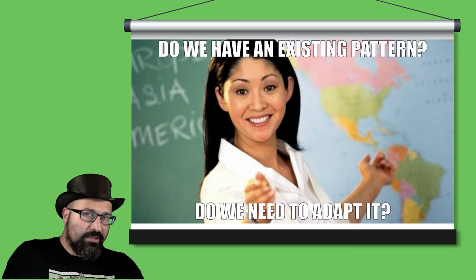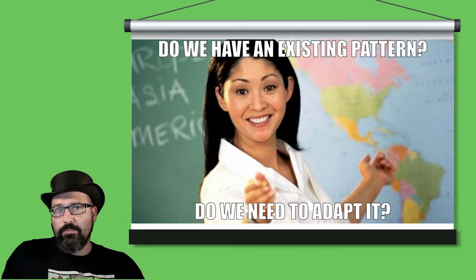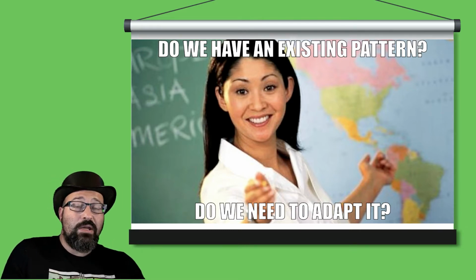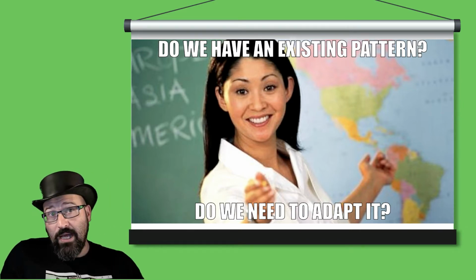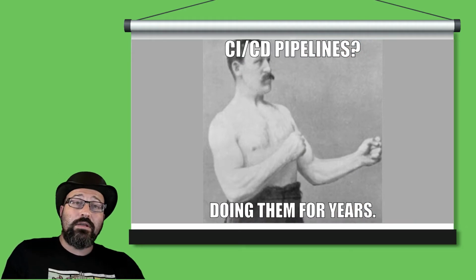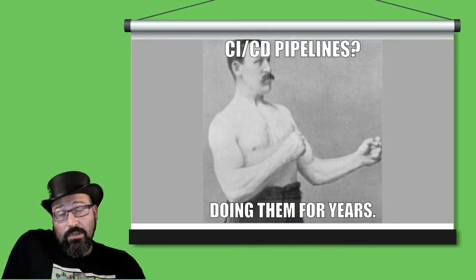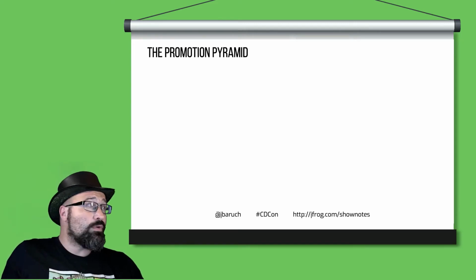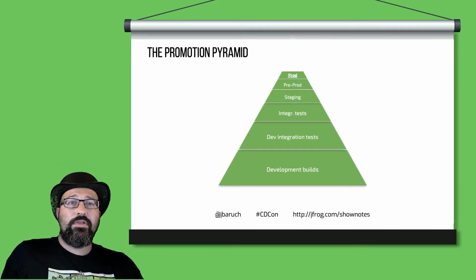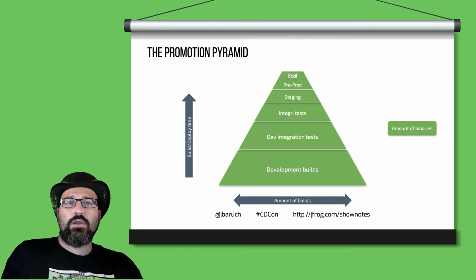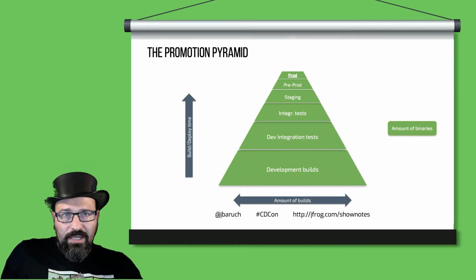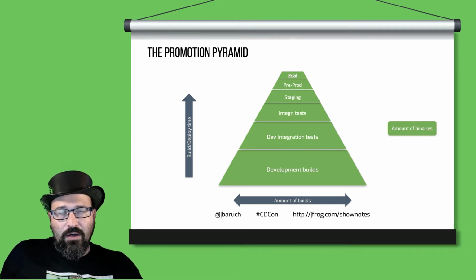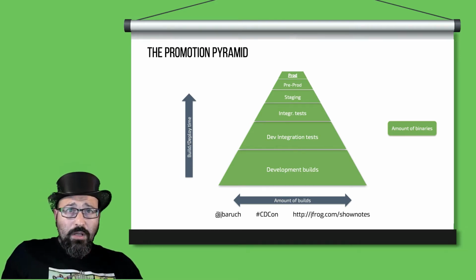Promotion pipelines are a pattern. And when we need to deal with a pattern, we should ask, do we have an existing one and should we adopt it or maybe adapt it? And here is a pipeline that we have done for years, promotion pipelines. This is something that shouldn't be new to any of you. We have this promotion pyramid, in the beginning a lot of builds with very rapid tests, and the fewer builds survive, the more evolved the tests are all the way to production.